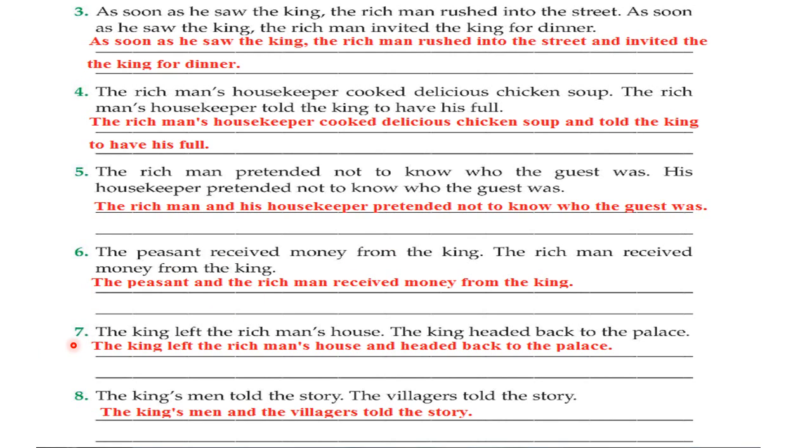In sentence number 7, the king left the rich man's house. The king headed back to the palace. Here we have left. Who left the rich man's house? The king. And headed. Who headed back to the palace? The king. So here we have the same subject doing two different actions. So, the king left the rich man's house and headed back to the palace.